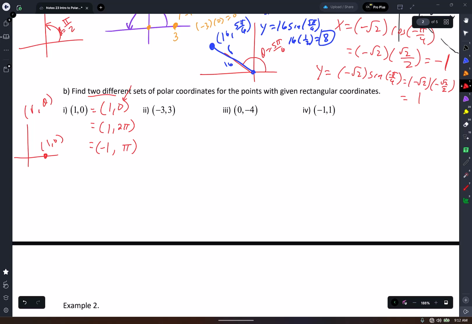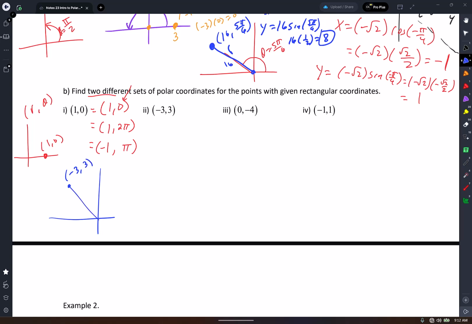So look at letter B, or number 2 here. Negative 3, 3. So I'm going to do that one down here. I'm going to exaggerate the quadrant. Okay, negative 3, 3. So there it is. What does your intuition tell you about that angle there? Not pi over 4, but you're close. That is 3 pi over 4. If you would have done arctan of negative 1, the calculator would have given you negative pi over 4, but just go backwards. All right, and then to get my r, I need to do Pythagorean theorem.